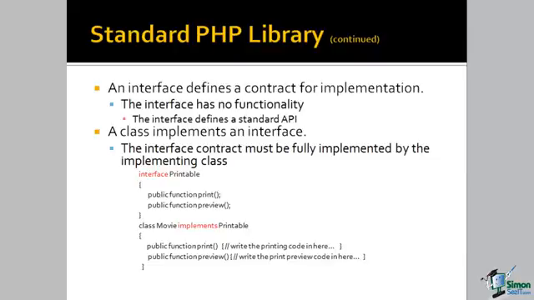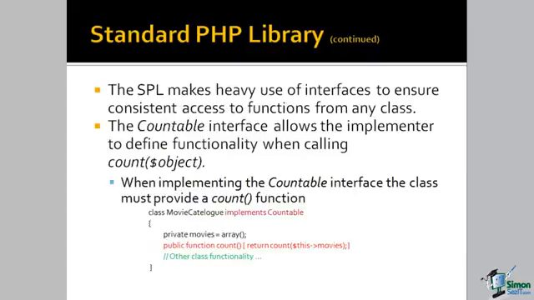There is no rule to define what the function must do when implemented in the class. Typically, the function implementation reflects the intuitive meaning of the function name. So why are interfaces important? Well, besides providing a standardized interface that a user of our class can depend on, the SPL makes heavy use of interfaces to ensure a consistent API for any of the classes within the SPL. One of the interfaces provided by the SPL is the countable interface.